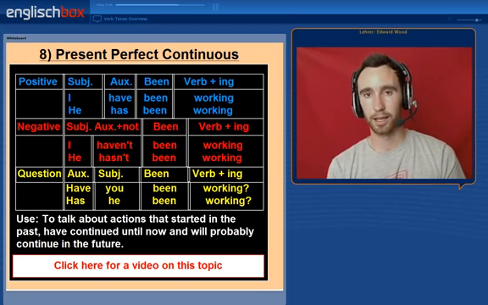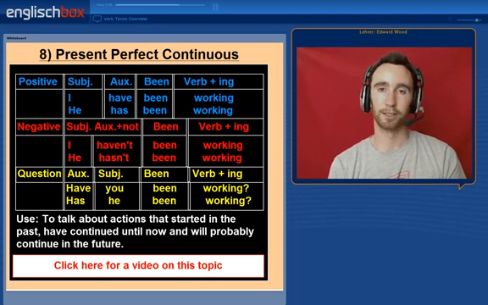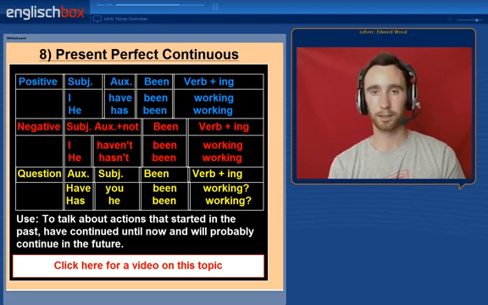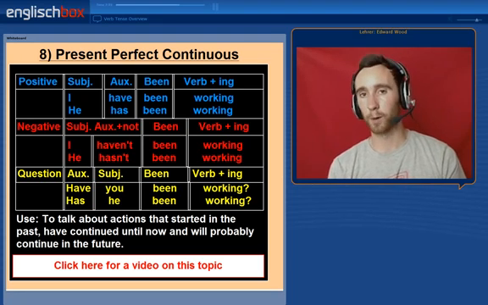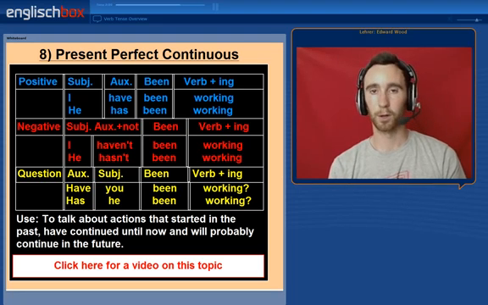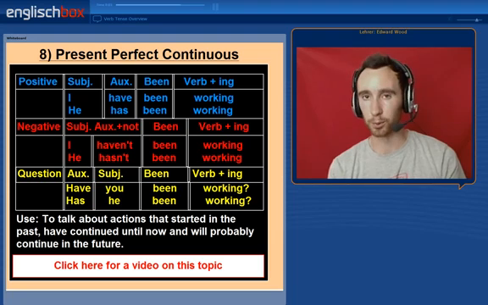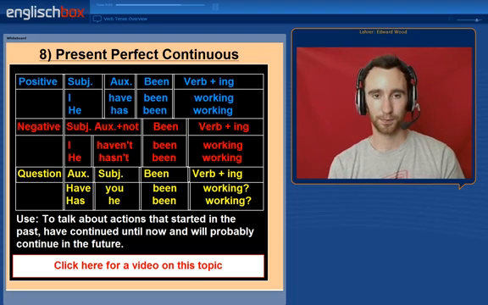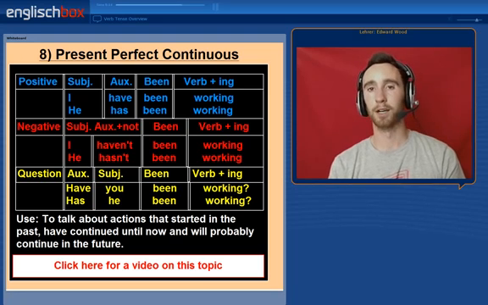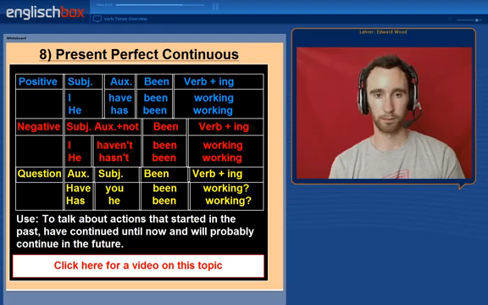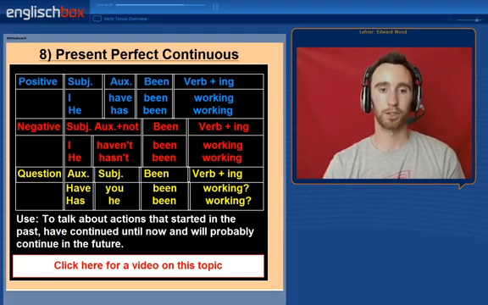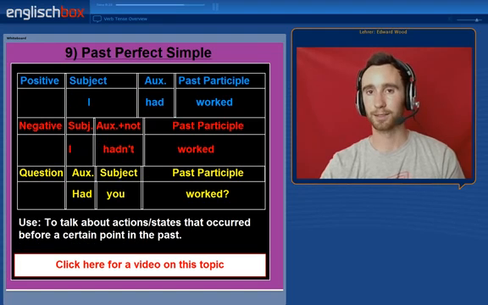Present perfect continuous is also used to describe actions that started in the past and continue in the present, but we concentrate a little bit more on the duration of the action. We talk about how long we have done something or we have been doing something with the present perfect continuous. We form this with the subject, the auxiliary have or has, the verb to be in past participle, been, plus the verb with ing, the present participle. I have been working, he has been working. In negative, we use haven't or hasn't. And in the question, we have to begin the question with have, or in third person, has.